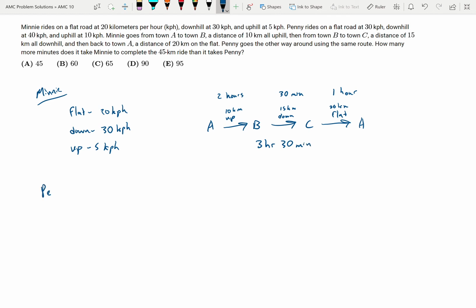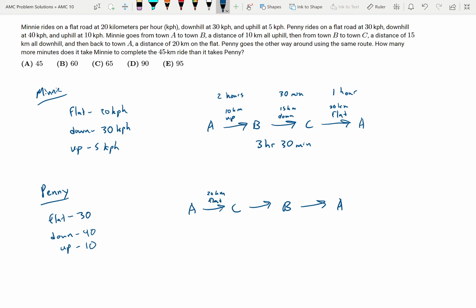So now we're going to look at Penny. On the flat, she goes 30, downhill, she goes 40, and then up, she goes 10. And she does it in the opposite direction. So she goes A, then C, then B, and then A again. One thing to note, the flat is going to be the same. So we have 20 kilometers flat.